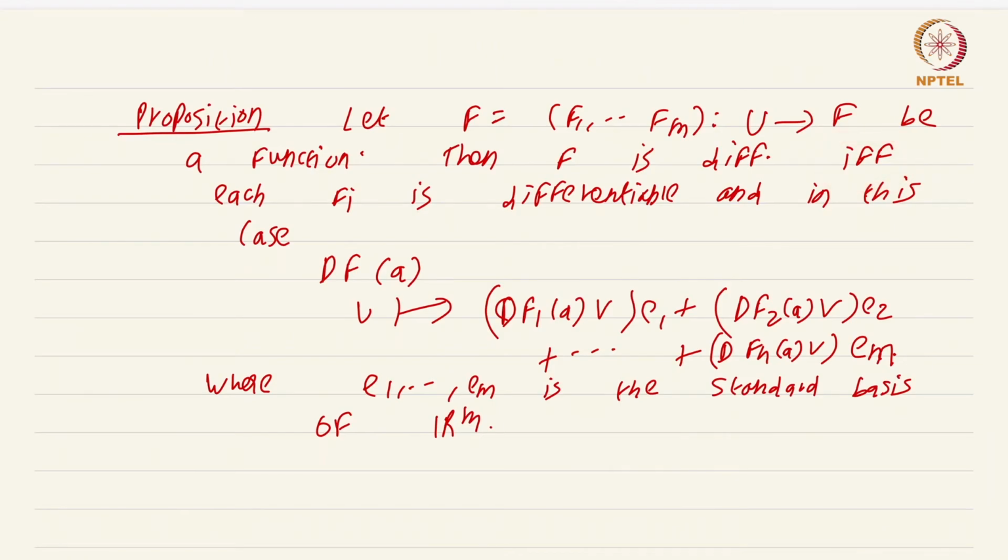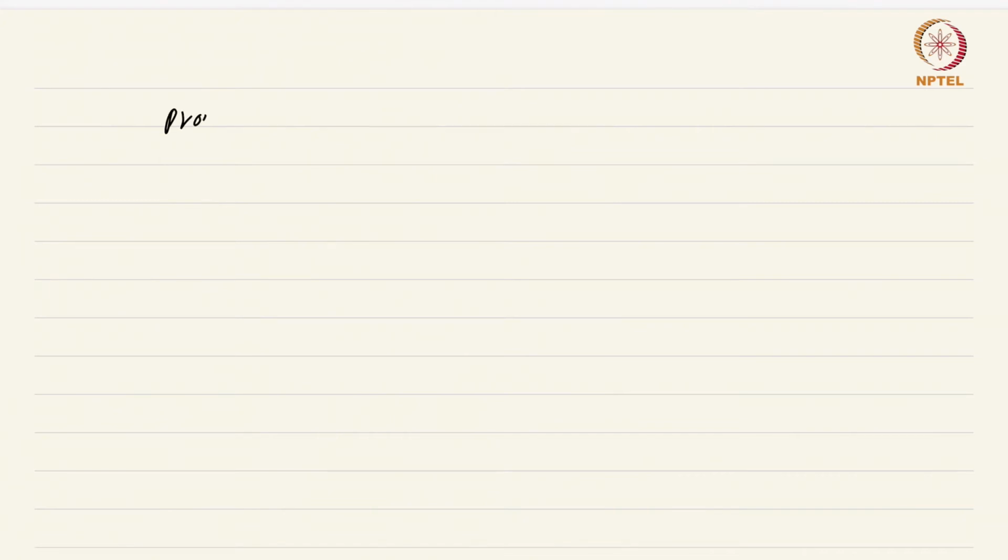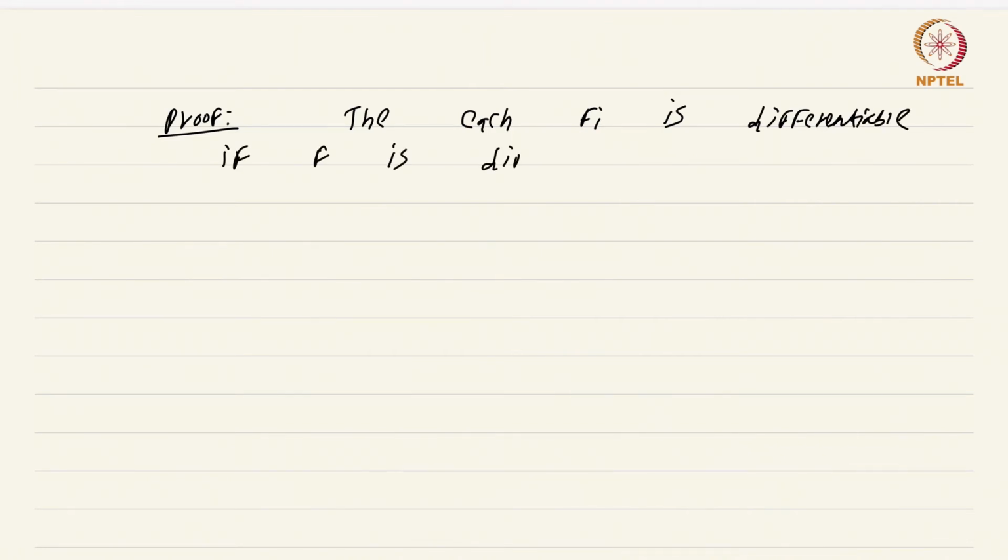Okay, now one part has already been established as part of the last theorem. So proof: that each fi is differentiable if f is differentiable was the previous theorem. Okay, so now we have to prove the converse. We have to assume that each fi is differentiable and prove that the map f itself is differentiable.